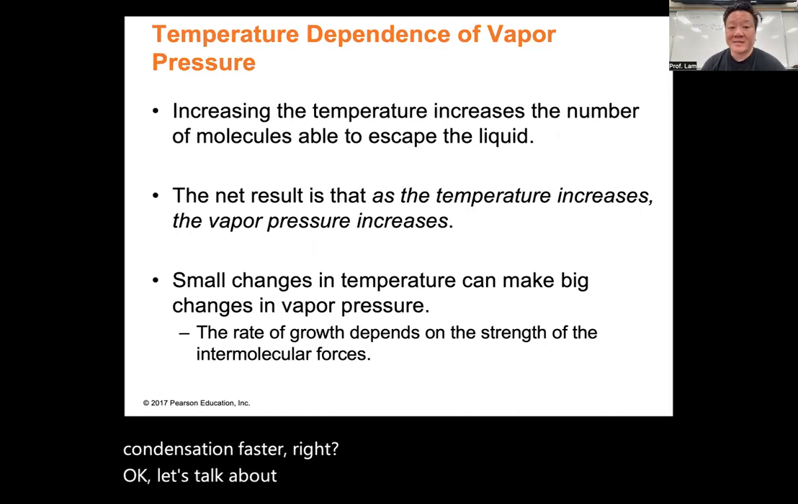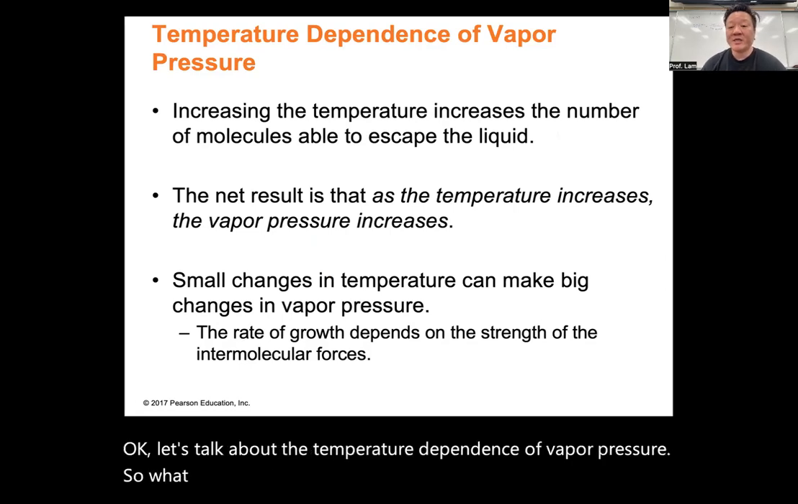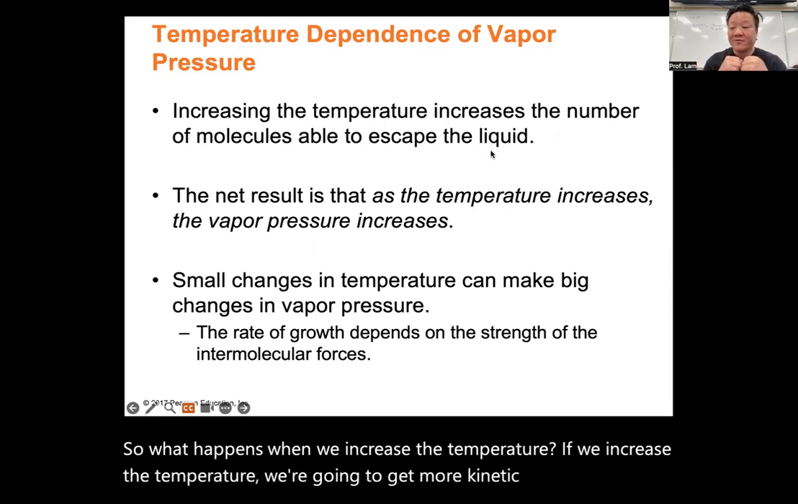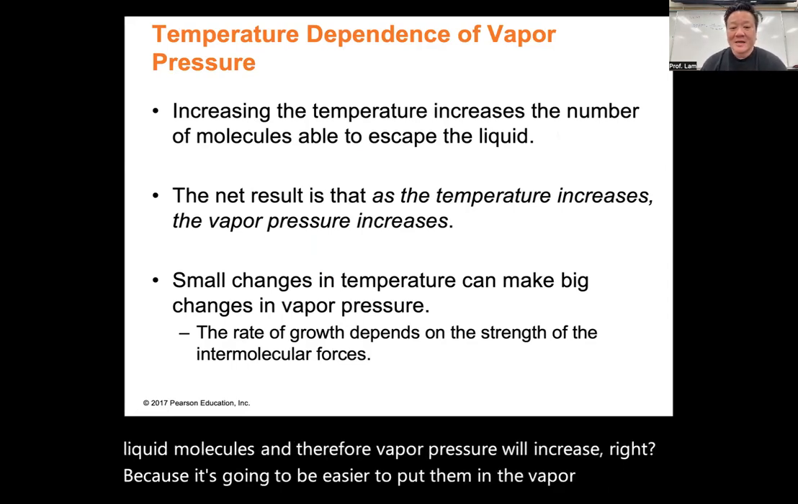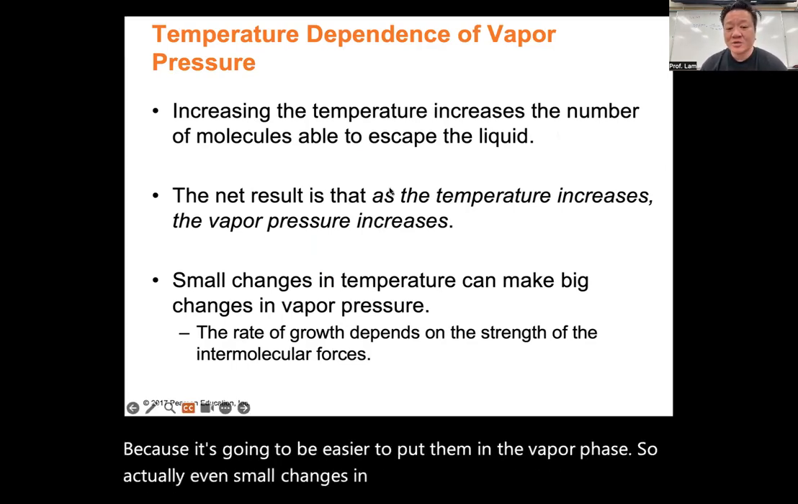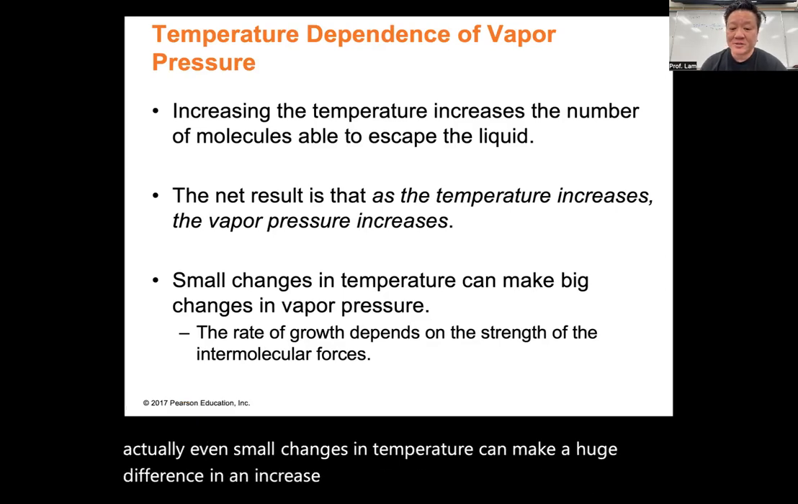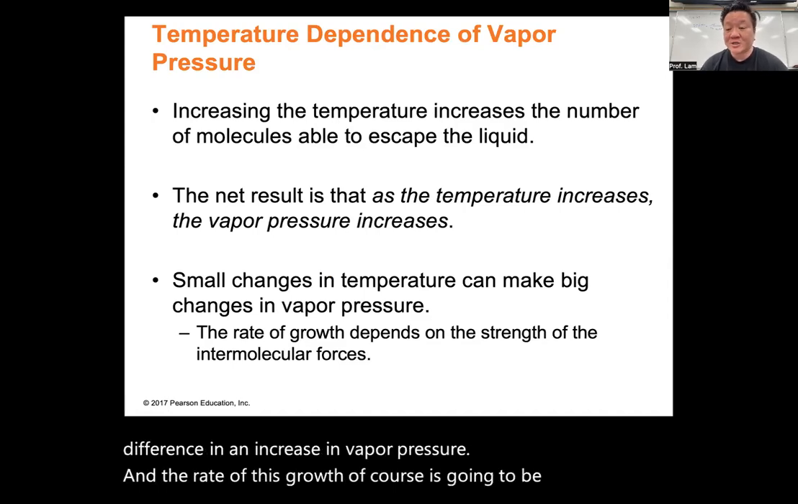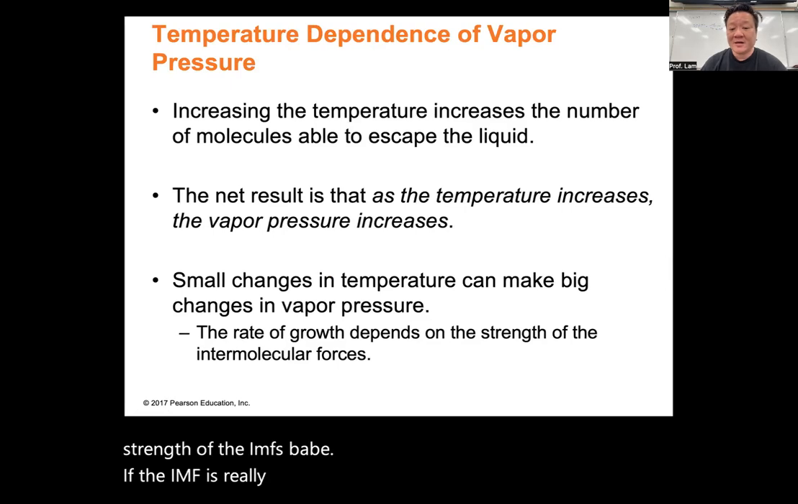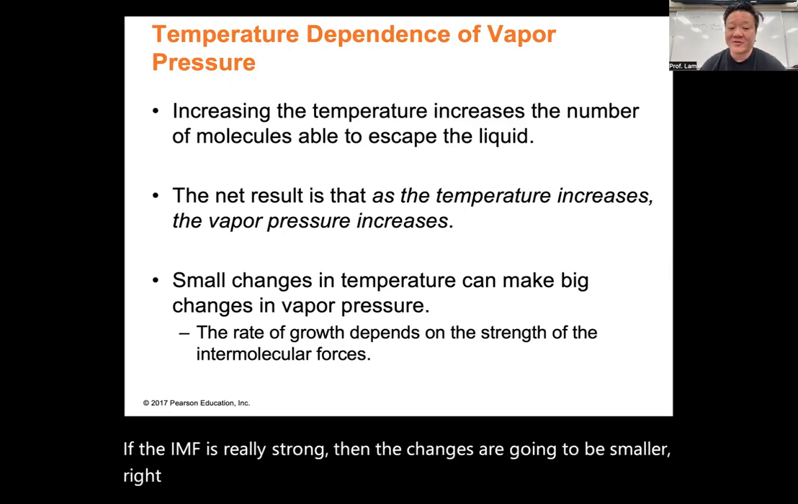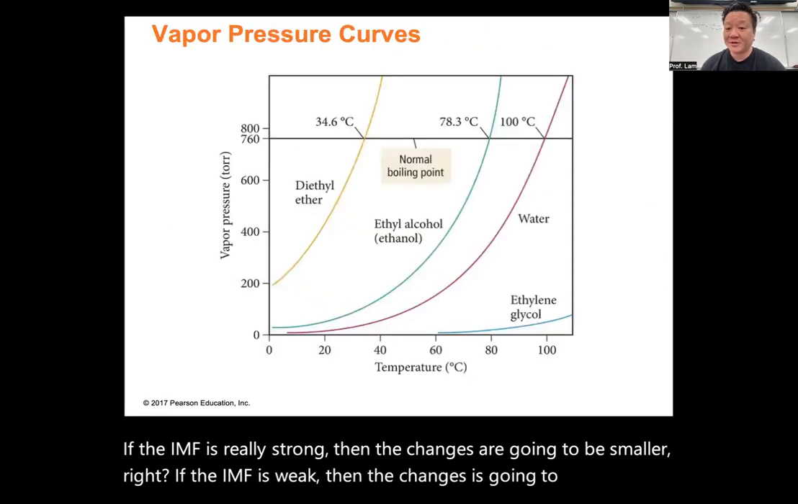Let's talk about the temperature dependence of vapor pressure. What happens when we increase the temperature? If we increase the temperature, we get more kinetic energy of the liquid molecules, and therefore vapor pressure will increase, because it's going to be easier to put them in the vapor phase. Even small changes in temperature can make a huge difference in vapor pressure. The rate of this growth is tied to the strength of the IMFs. If the IMF is really strong, then the changes are going to be smaller. If the IMF is weak, then the changes are going to be bigger.